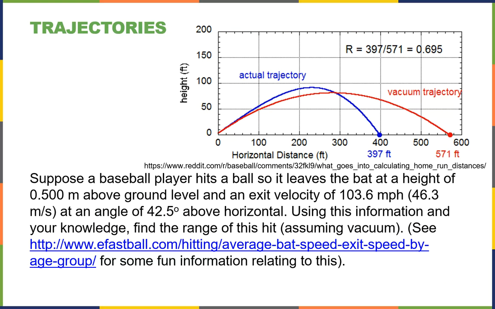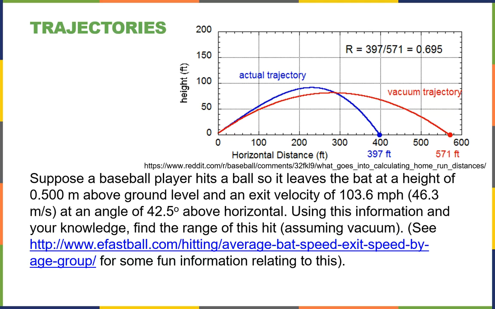All right, so our first problem is dealing with baseball. Now, if you want to see a bunch of cool, nerdy stuff about baseball and about the speed the ball comes off the bat and how fast batters hit the ball, that's a cool website. Air makes a huge difference for the distance that a baseball flies. Did I show you this graph before?